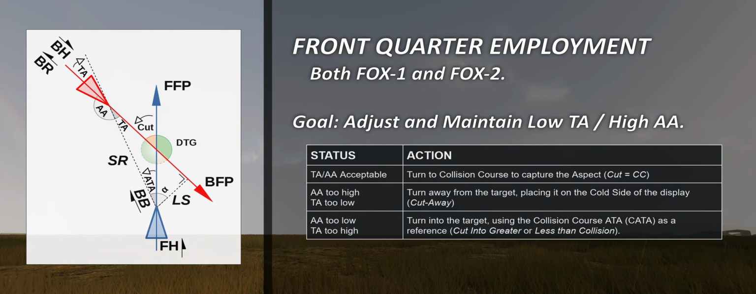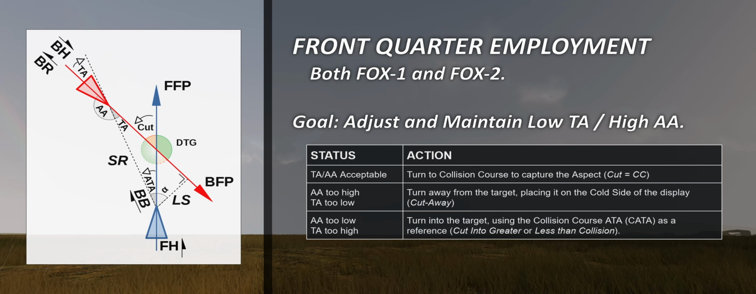Consider the following simplified table to decide how to manipulate the angles. If TA and AA are acceptable, then you can use collision course to capture the aspect. If you're using the cut, it means having cut equal to collision course. If AA is too high and therefore TA is too low, then we should turn away from the target, placing it on the cold side of the display. With the cut, it means using the cutaway.